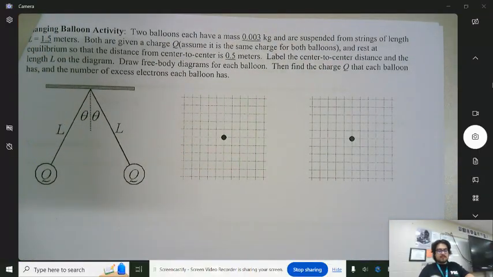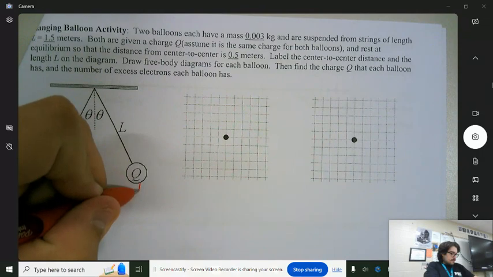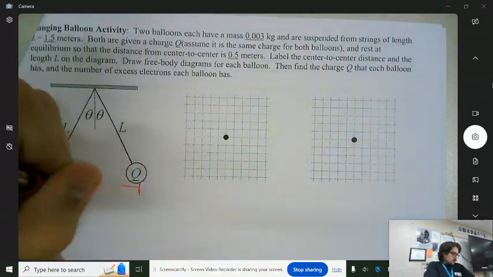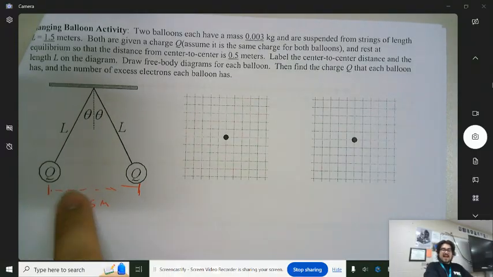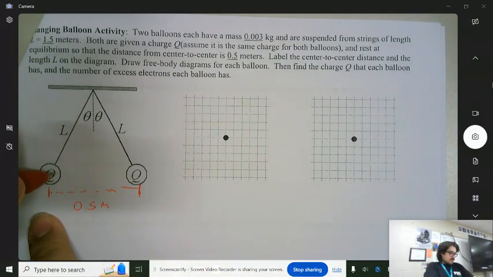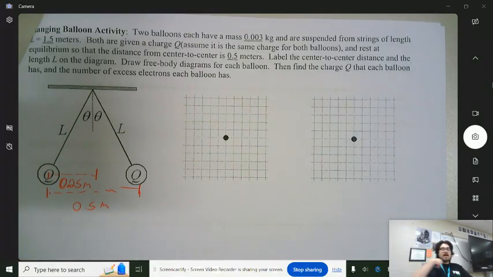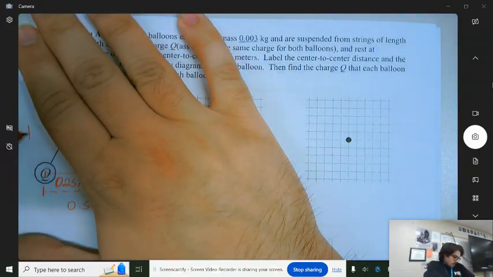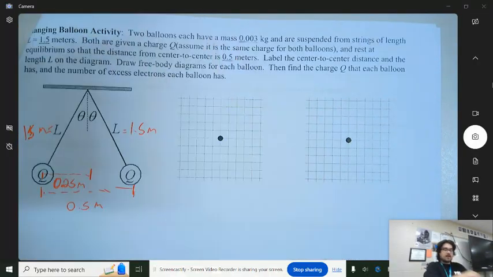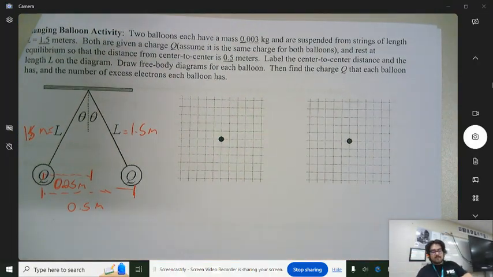Okay, so let's start labeling things really quickly. The distance from center to center is 0.5 meters. That means that half the distance from center to center, so the distance from the middle of the balloon to the center of it, is 0.25 meters, and that is important for us to know. Again, I want you to try this before you actually listen to me go on. These length L's right here are 1.5 meters.